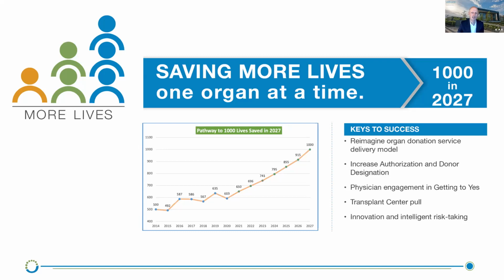To give you some context of just how bold this goal is, last year we wound up saving 603 lives through organ donation and transplant from our local donors. And in 2019, our biggest year for donation in history, we saved 635. So you can do the math. We are asserting that we will save 365 more lives in 2027 than we have in any year to date. That's an increase of 57%.